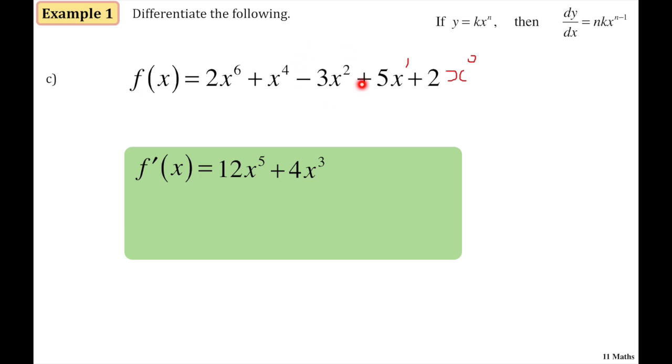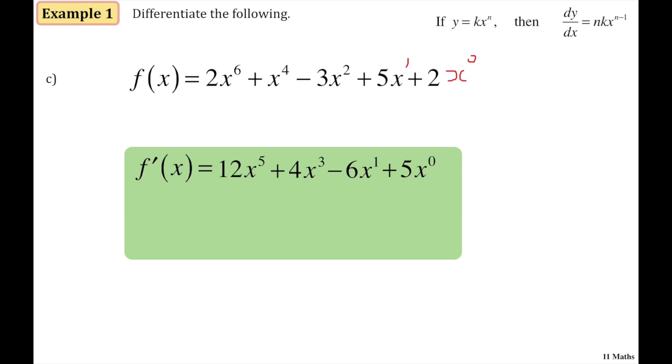Our next term, minus 3x squared. Well, we look at the power. The power is the 2. We multiply it out the front. 2 times negative 3 is negative 6, so it becomes negative 6x to the power of 1 because the power is decreased by 1. Now the 5x, you notice I put a 1 above it because the power above the x is a 1. We just don't normally write it. 1 multiplied to the 5 out the front becomes 1 times 5 is 5x to the power of 0.